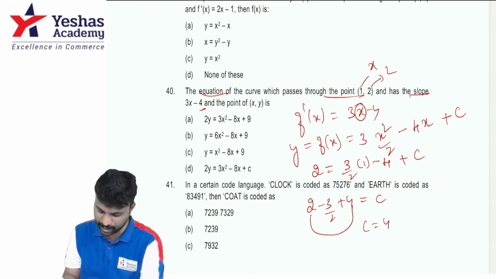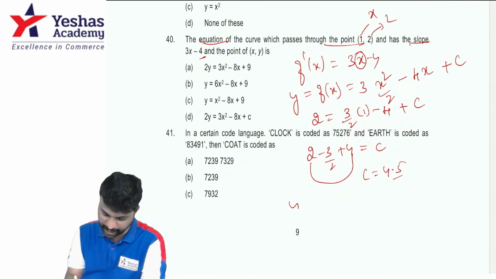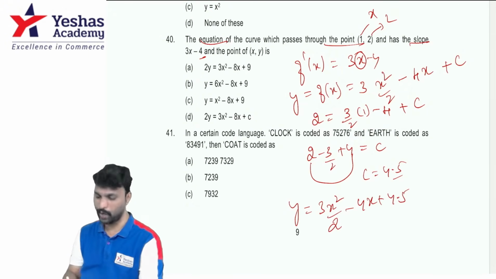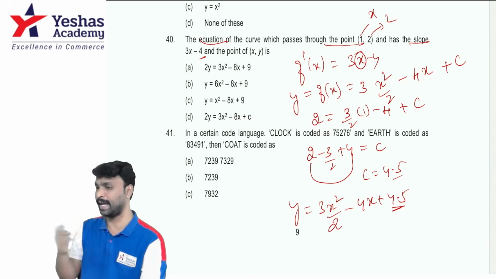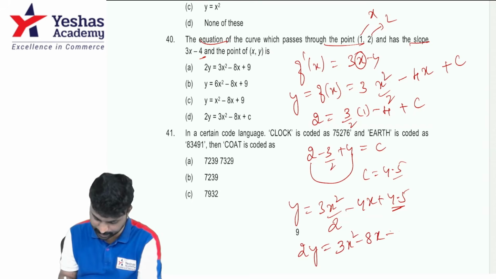So C value is 4.5. Is it clear? Now, what is y? Y is 3x square by 2 minus 4x plus 4.5. Now, how do I make it a whole number? By multiplying each and every term by 2. So, it is 2y is equal to 3x square minus 8x plus 9.